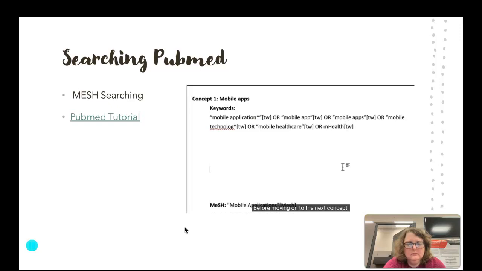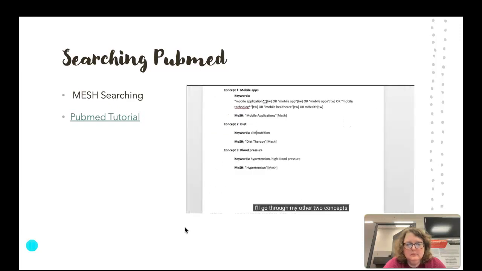Before moving on to the next concept, double check to make sure the syntax is correct and that Boolean operators are in all caps. Even the smallest mistake, like missing an end quote around this phrase mobile technology, can throw off the results when you go into PubMed. I'll go through my other 2 concepts and apply the same treatment to them, adding ORs in between the terms and then incorporating truncation, double quotes, and field tags. Finally, double checking for typos and errors.